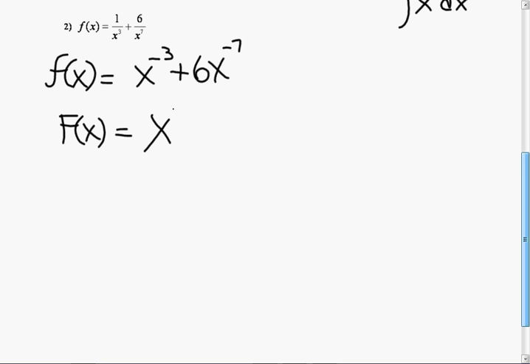Over 2. Is this easy? As long as it's the power rule. As long as we don't have composite functions. Casey's doing the next one. 6x to the what? Negative 6 over negative 6 plus c.